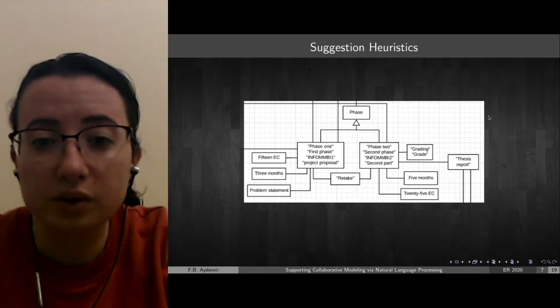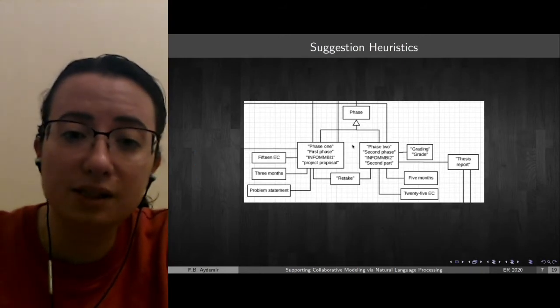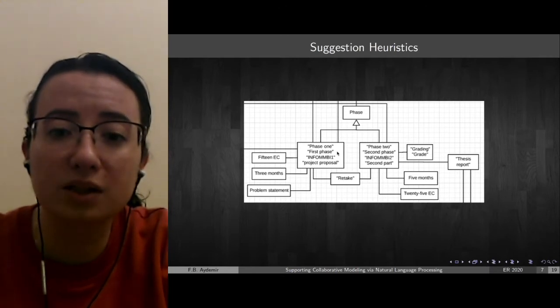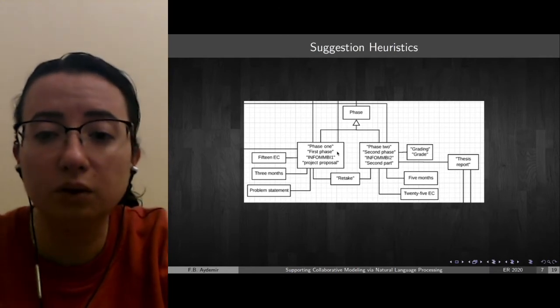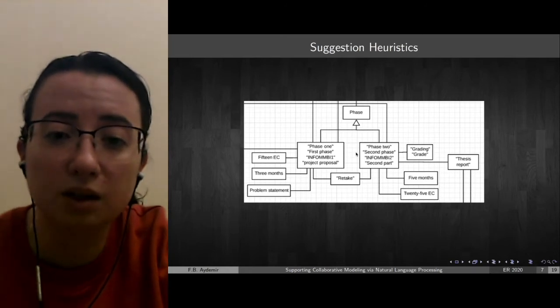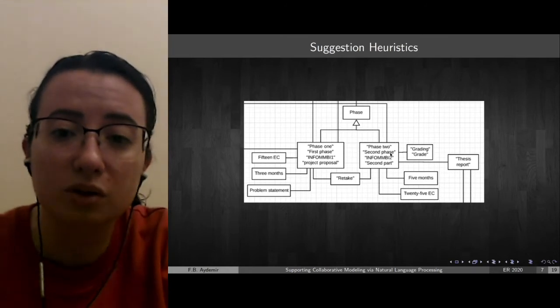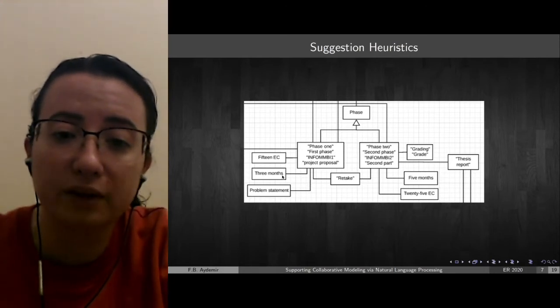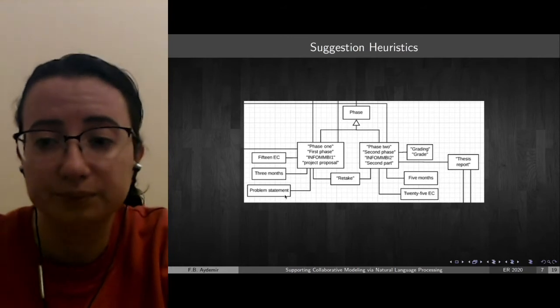So here, consider that we have the first phase as a match here. So if you suggest the parent, you might suggest phase, or if you suggest a sibling, you can suggest phase 2 or second phase, or if you look at the related ones or children, perhaps you can look for 3 months or problem statement.